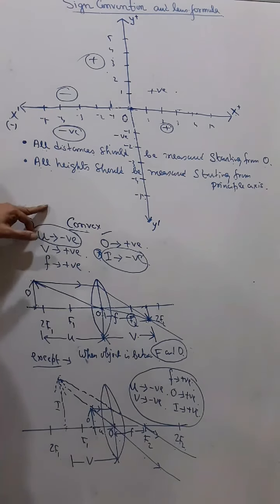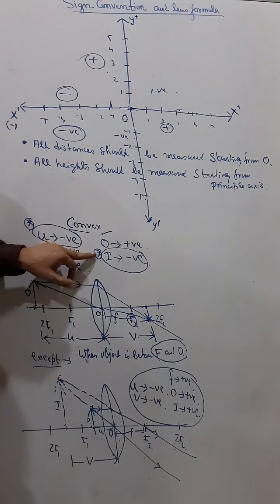So in convex lens, U and I is negative, others are positive. But when between F and O, then U and V is negative and others are positive. Understand? So okay, so now we will do concave lens after this. Okay, sign convention of concave lens.